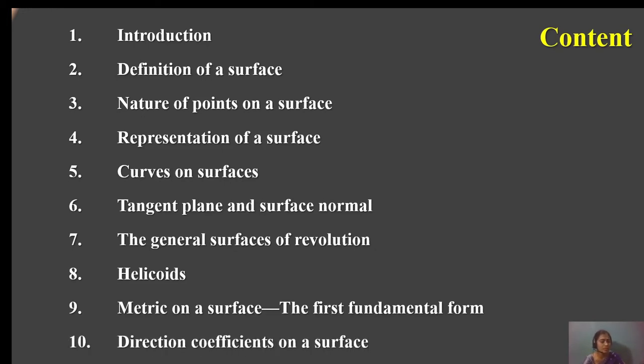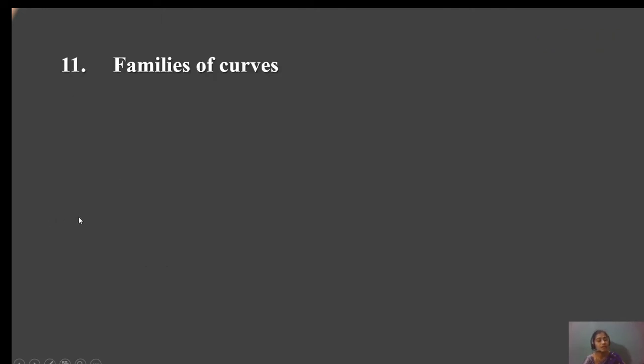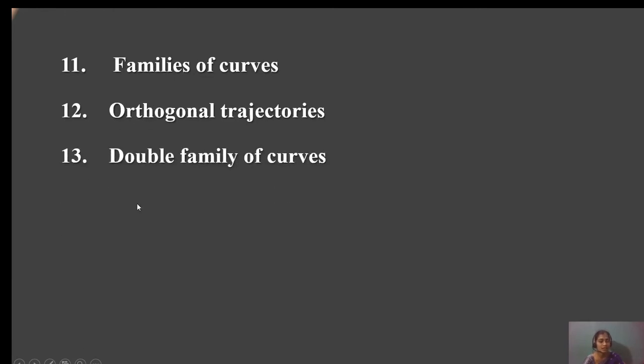Next is the direction coefficient on the surface. Eleventh is families of curves. Next is orthogonal trajectories. Thirteenth is the double family of curves, and fourteenth is isometric correspondence, depending on this family of curves on the surface in this form.